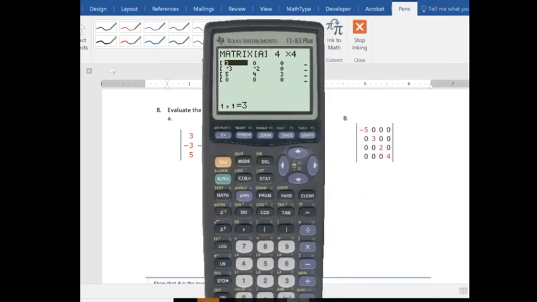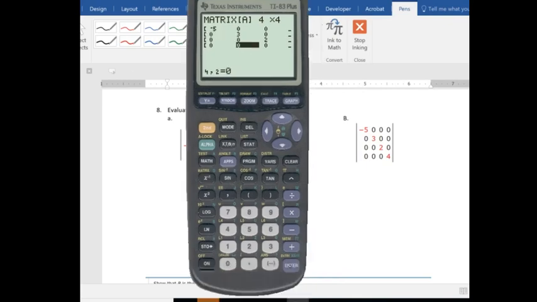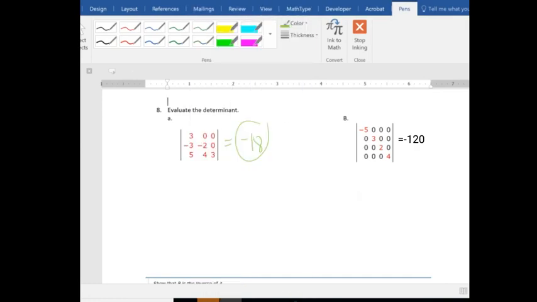And we have negative 5, 0, 0, and 4. So we end up with negative 120.